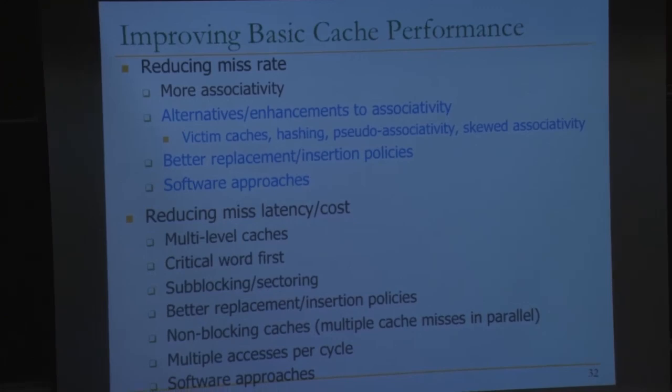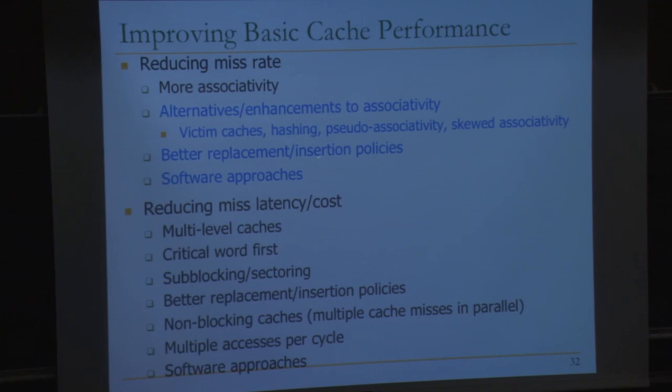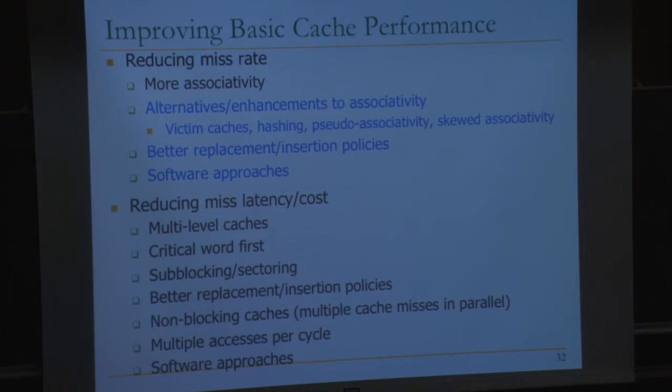Let's take a look at some of these approaches to improve cache performance. For reducing miss rate, I'm not going to cover more associativity. That's one option, but we're going to cover some alternatives or enhancements to associativity, and some better replacement and insertion policies. We're not going to look into that a lot, but we'll look at some software approaches first.